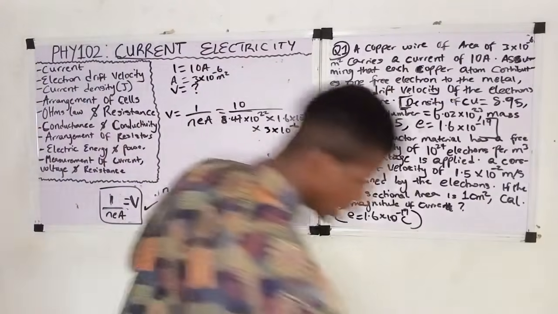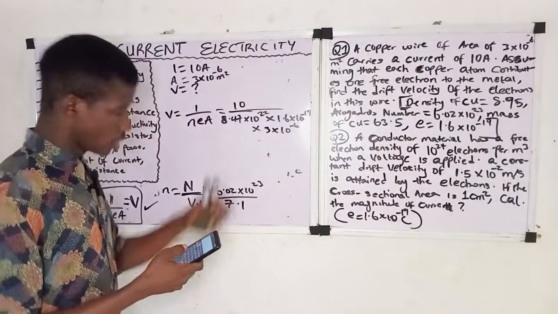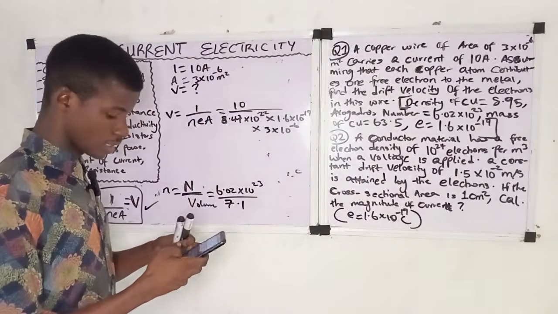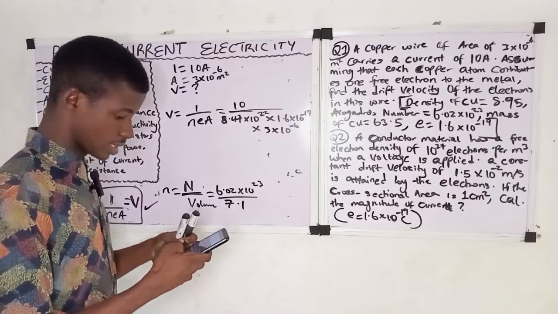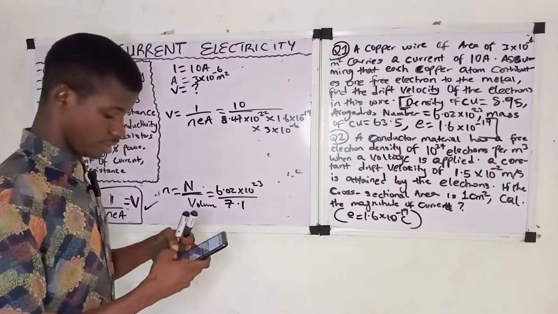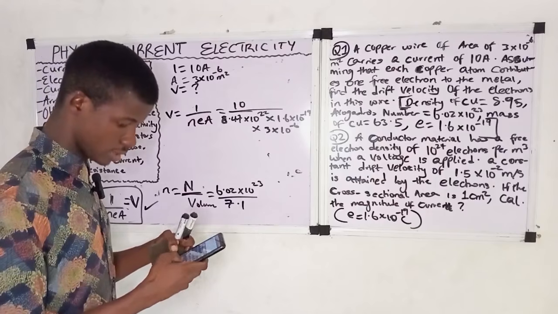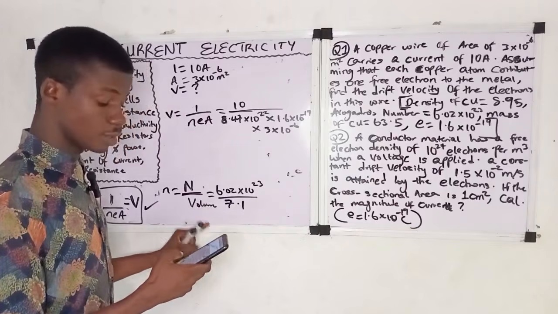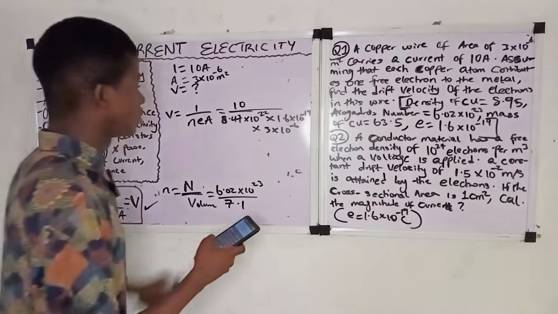So let's do everything together. The current, 10, divided by 8.47 times 10 raised to the power of 22, then times 1.6 times 10 raised to the power of minus 19, then times 3 times 10 raised to the power of minus 6. My answer here is 245.9. All right, so that is our answer.